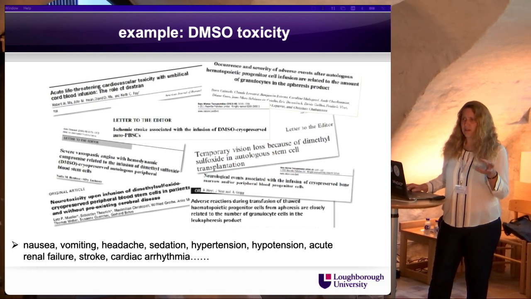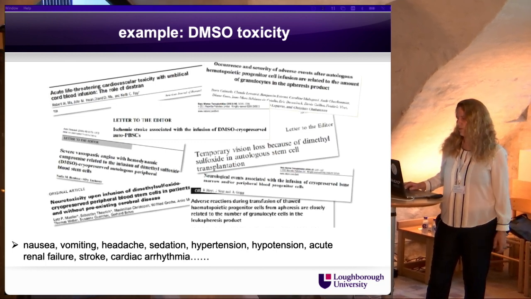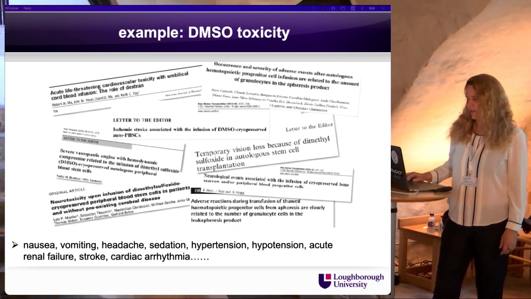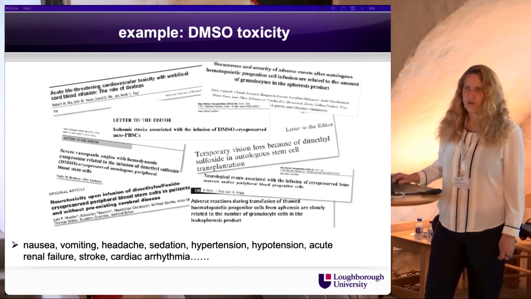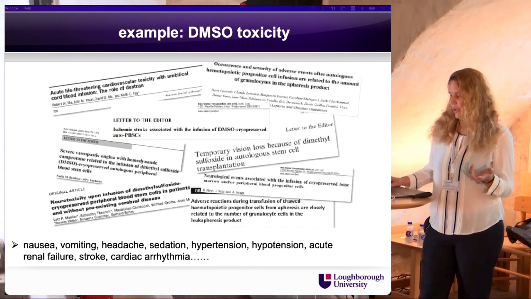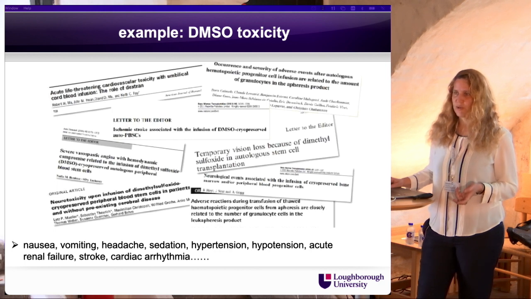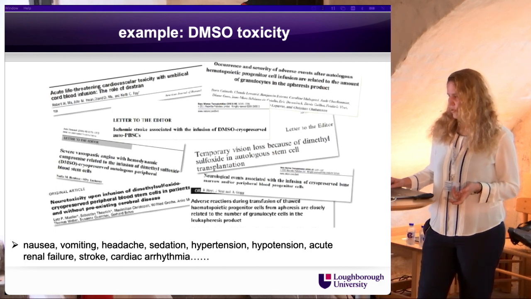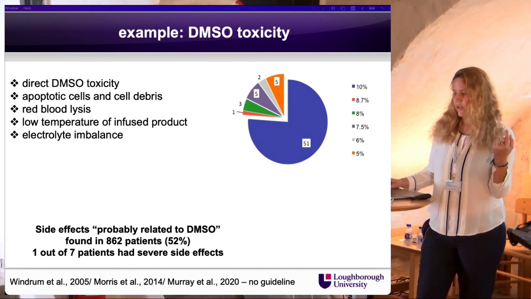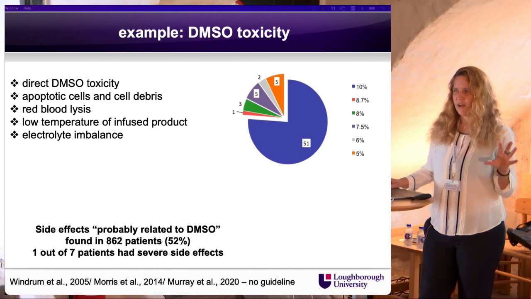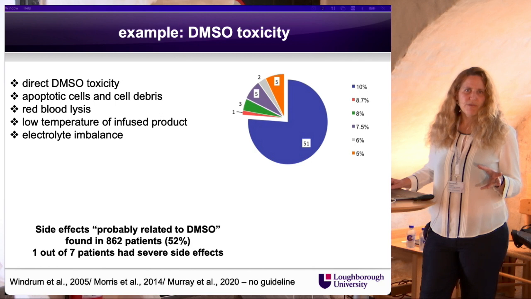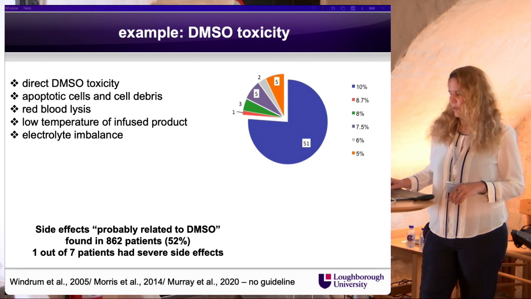The DMSO itself is also toxic to your recipient. Here is a list of publications talking about how toxic DMSO really is. It causes simple things like vomiting and headache, but it could also lead to stroke, even to death. So this is a big problem. This is a survey looking at centers that are using DMSO in the cell product, and you see that the range is somewhere between 5% to 10% DMSO.